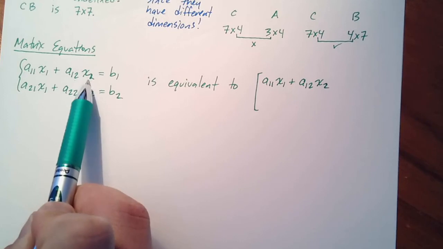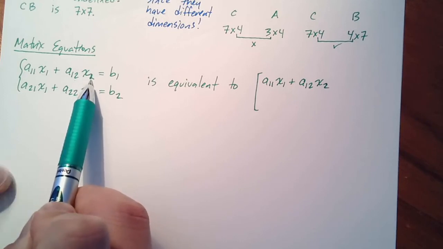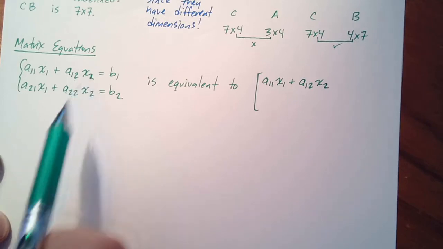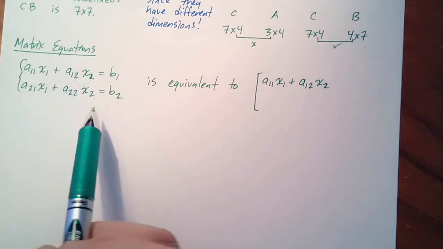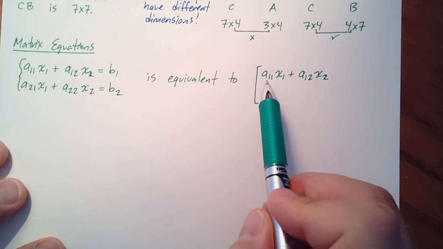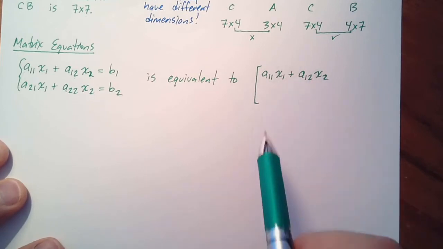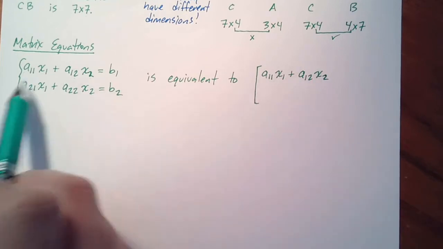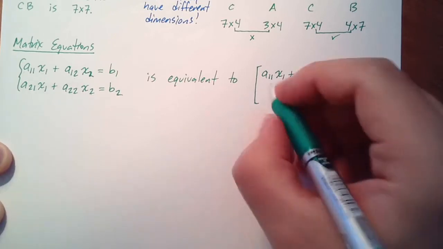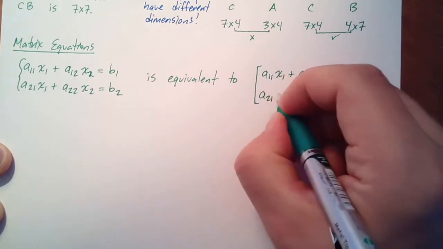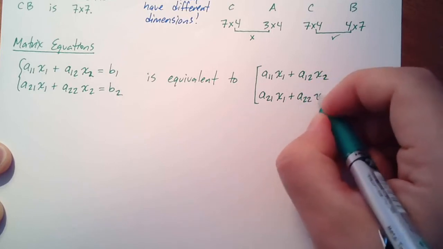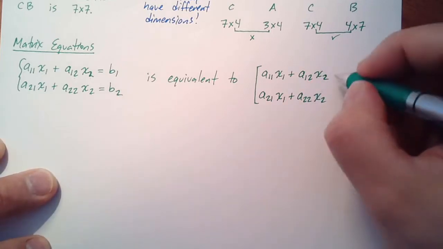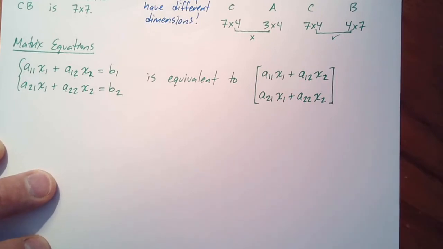I put an incorrect subscript down here originally. That should be an x2. So you've got a coefficient for x1 and a coefficient for x2 in both of the equations. Okay, so that's the first entry on this 2x1 matrix over here. For the second entry, I'm just going to use the left-hand side of the second equation. So I'll have a21 x1 plus a22 x2. So that is a 2x1 matrix.